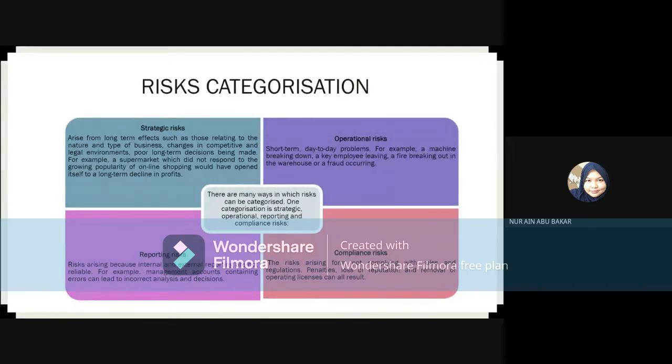Strategic risk can come from a variety of sources. In COVID-19, the strategic risk that businesses had to address was changing the strategy to sell their product. When we were hit by COVID-19, the pandemic, we got the MCO, Movement Control Order.